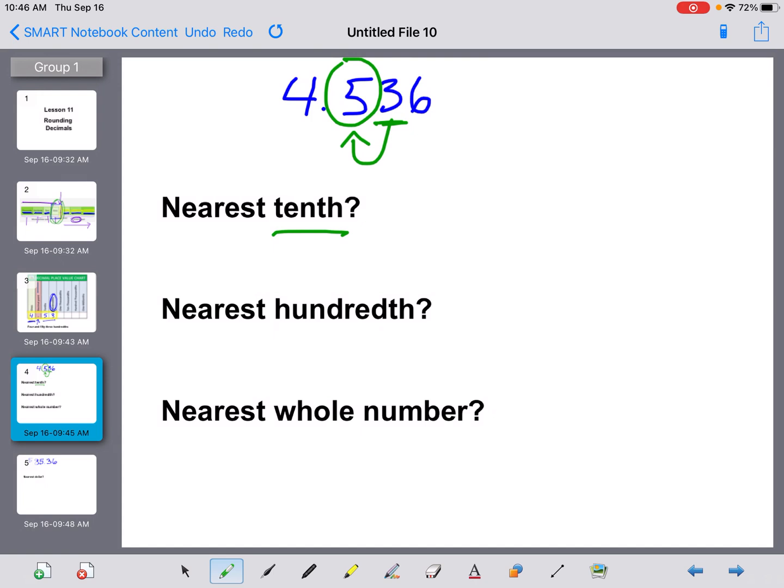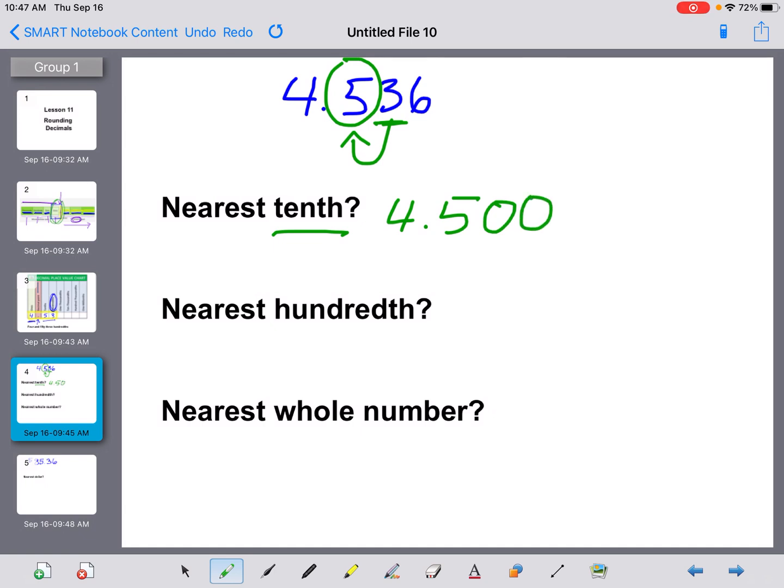And then you think to yourself that little rhyme. 5 or more, raise the score. 4 or less, let it rest. So what we would do here, since the 3 means let it rest, we would round this to 4.5.